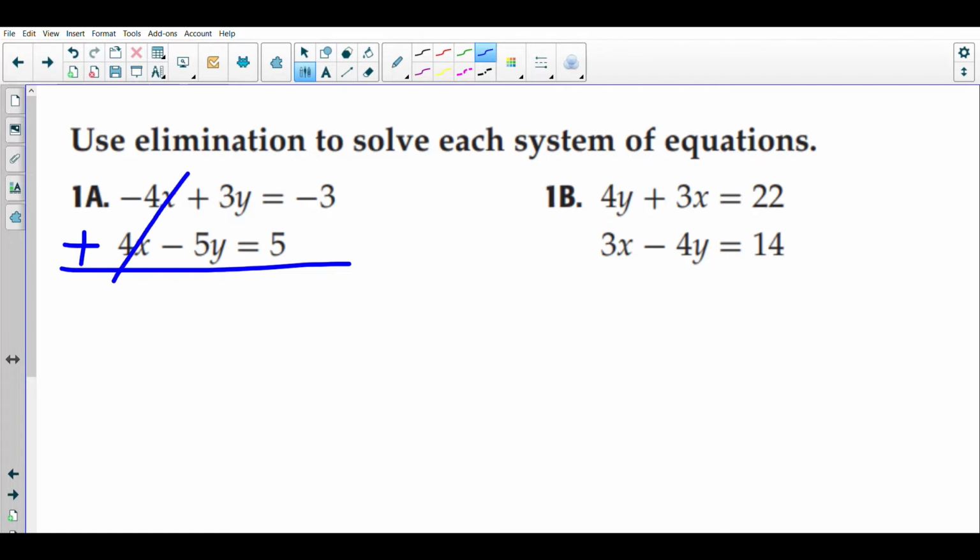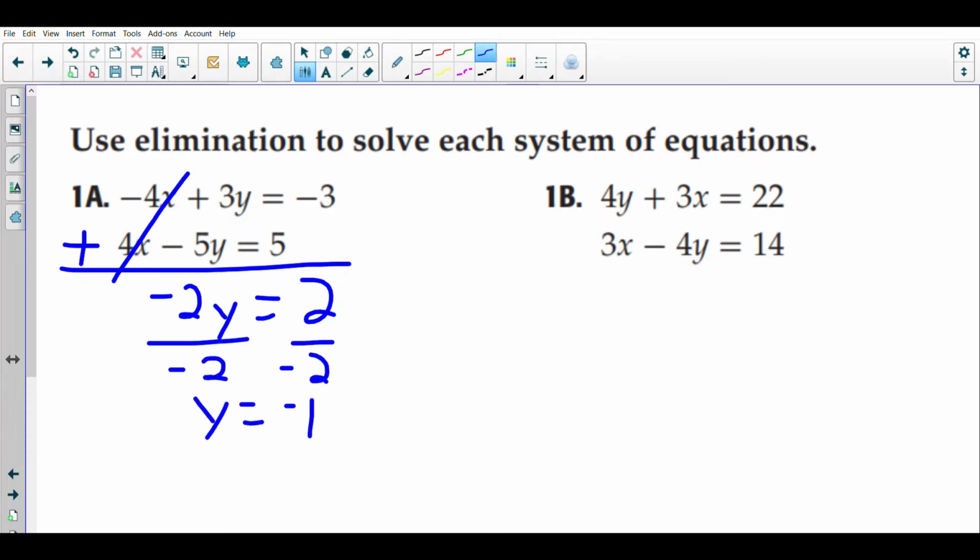Then it's 3y plus -5y to give me -2y. And then -3 plus 5 would give me 2. So then I solve for y, divide by -2, divide by -2, so y is equal to -1. So look at that, I've already solved for one variable. Elimination's a little bit cleaner. So now I'm going to take that and plug it back into one of the equations. Doesn't matter which one, I'm going to pick the first one.